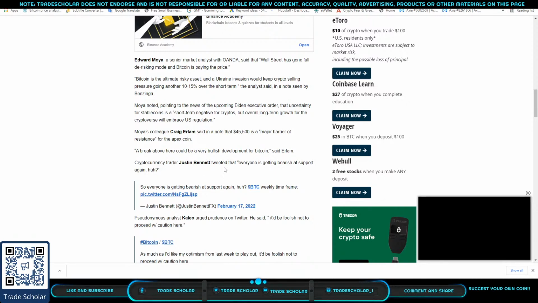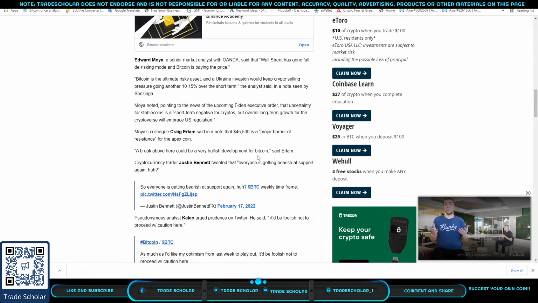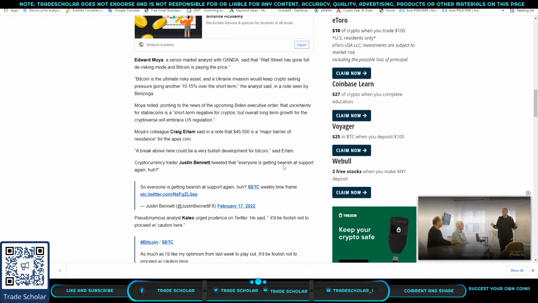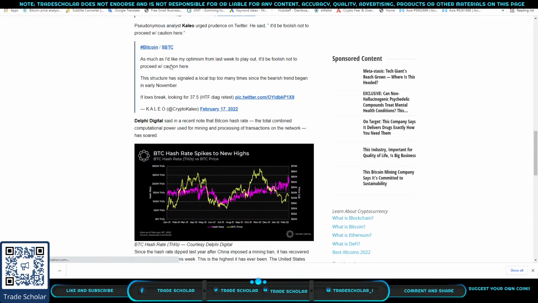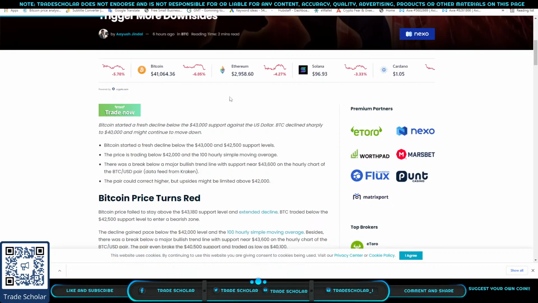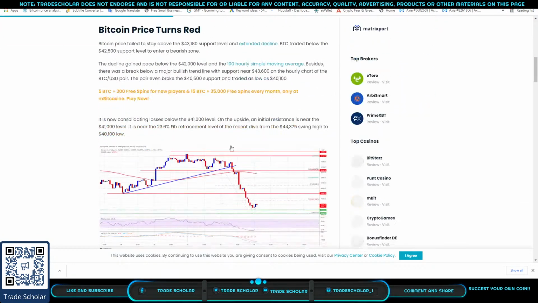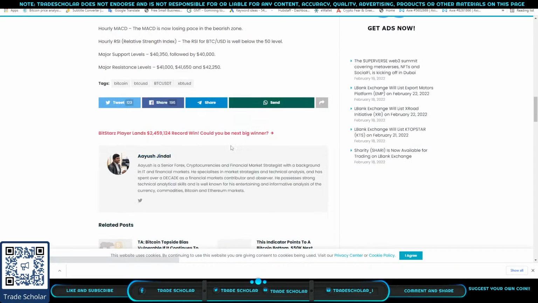Cryptocurrency trader Justin Bennett tweeted that everyone is getting bearish at support again, huh? A break above here could be a very bullish development for Bitcoin. So unless we break the support, then we still have the fight. That is our news for today.